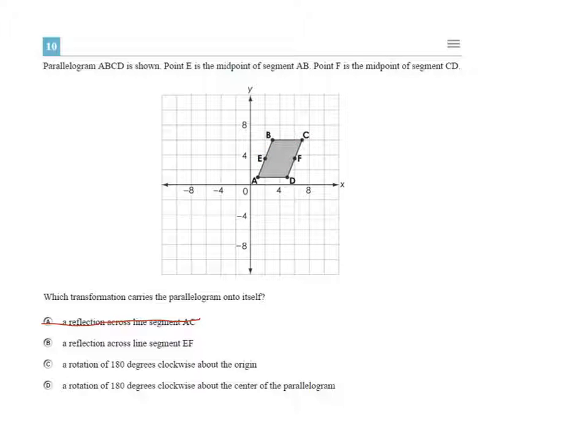Reflection across the line EF. Well, here's EF, so if I flip this over EF, it would definitely not be the same, because you would see BC would look something like this if I flipped it over that line, which is not the same. So it can't be that one. We're kind of eliminating. I'm just using logic to eliminate some of these choices.